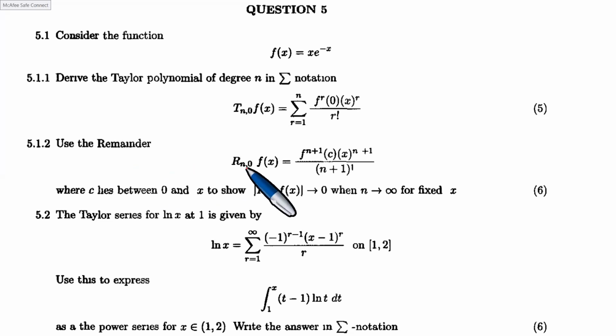So this R_{n,0} f(x) equals this gives the actual general formula for the remainder term. Not all the exams do this. And therefore, this is an opportunity to take note of the remainder term formula. Right. First things first, 5.1.1 is what we need to first solve.